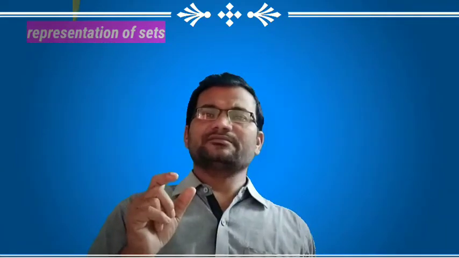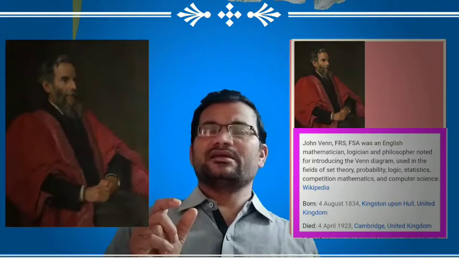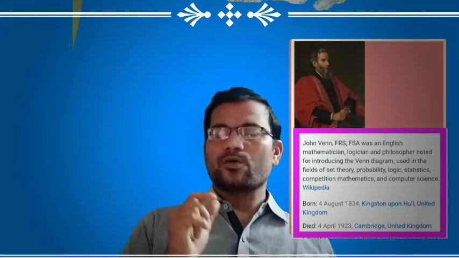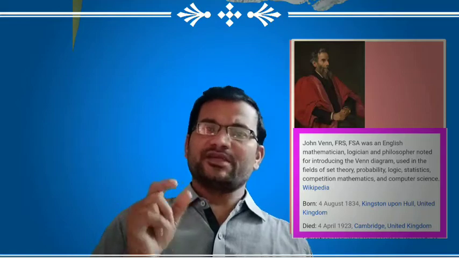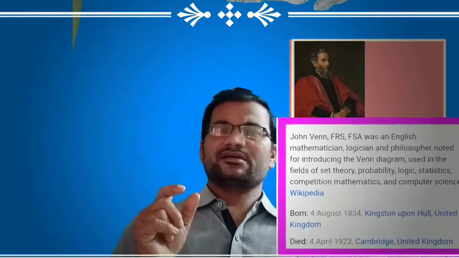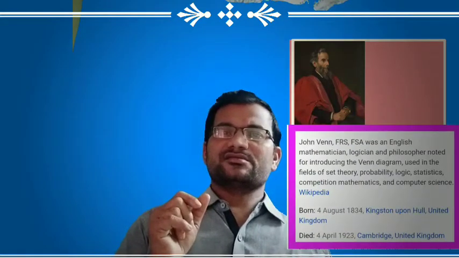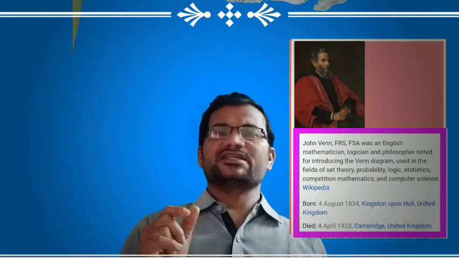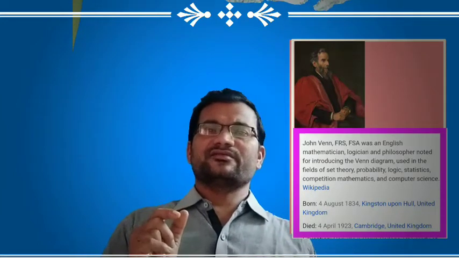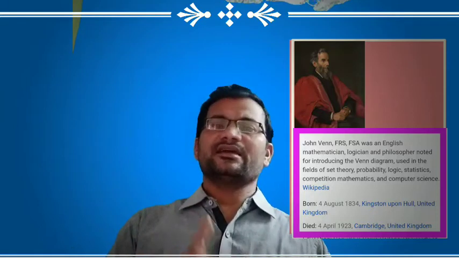The term Venn diagram comes after John Venn, a mathematician who first used them. A brief narration of John Venn: John Venn was a British philosopher and mathematician who studied Venn diagrams around 1880.